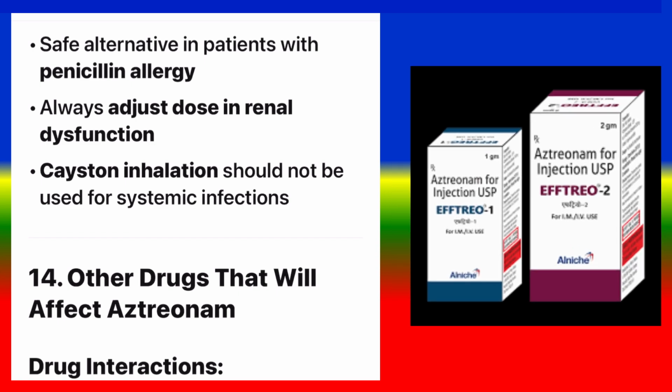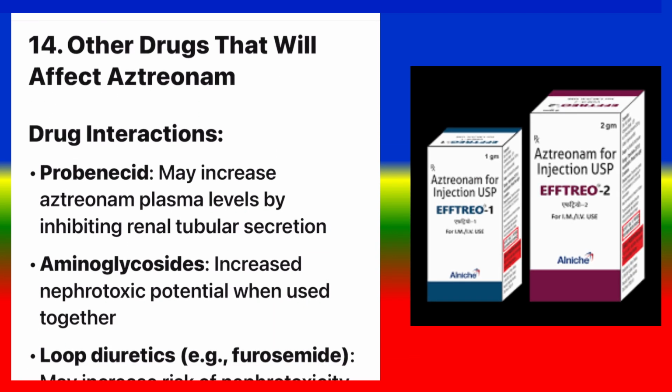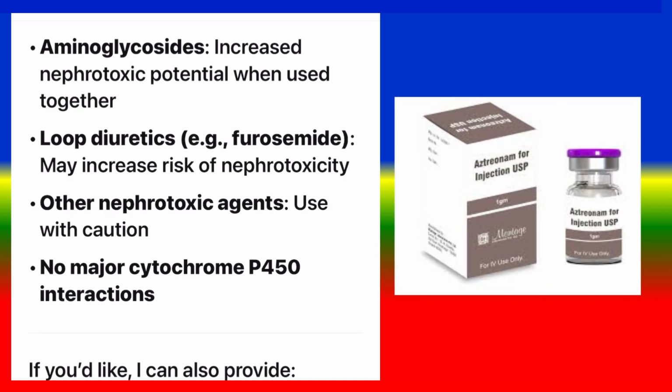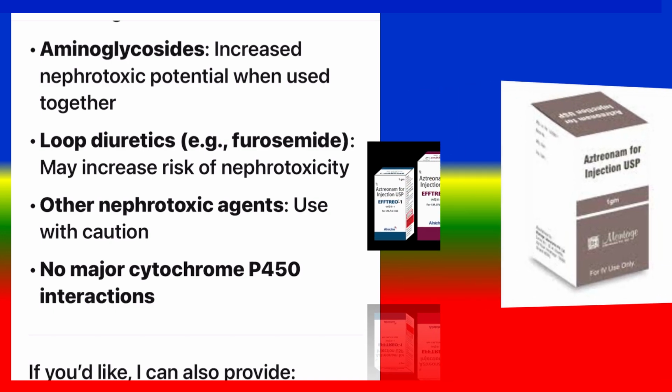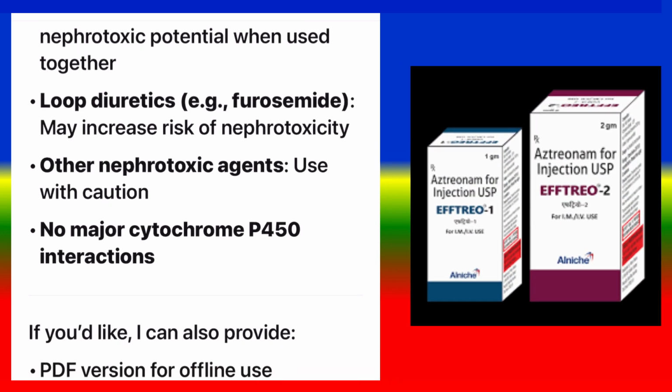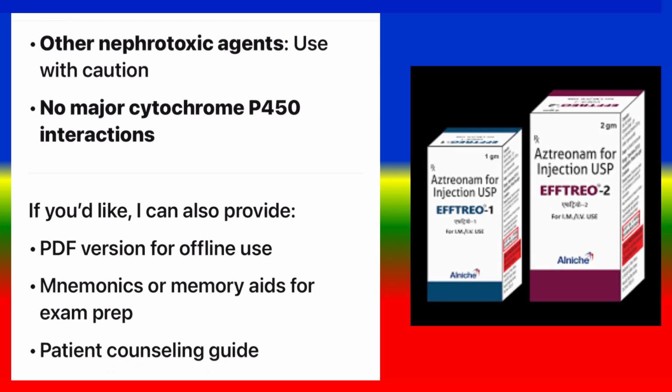Number 14, other drugs that will affect Aztreonam. Drug interactions. Probenecid may increase Aztreonam plasma levels by inhibiting renal tubular secretion. Aminoglycosides increase nephrotoxic potential when used together. Loop diuretics, furosemide, may increase risk of nephrotoxicity. Other nephrotoxic agents, use with caution. No major cytochrome P450 interactions.